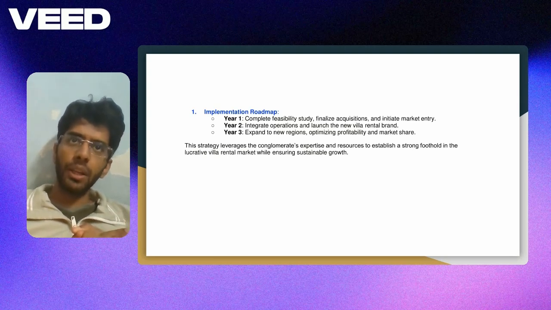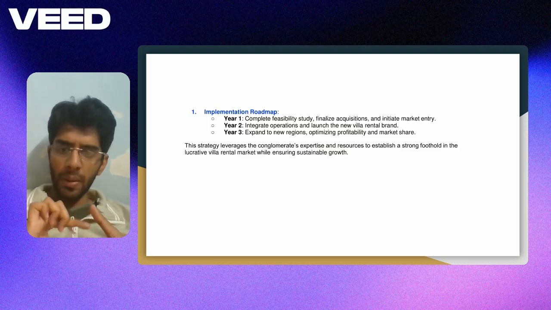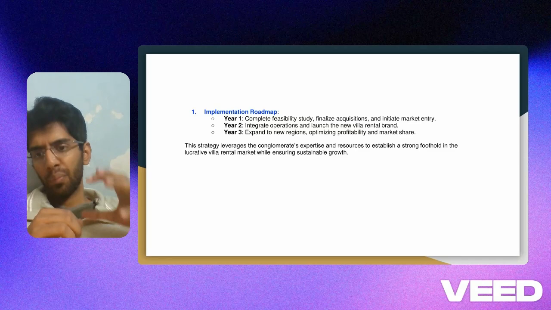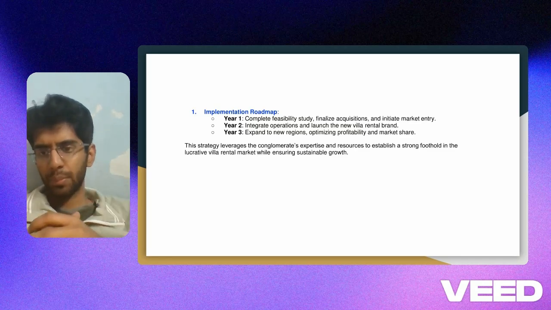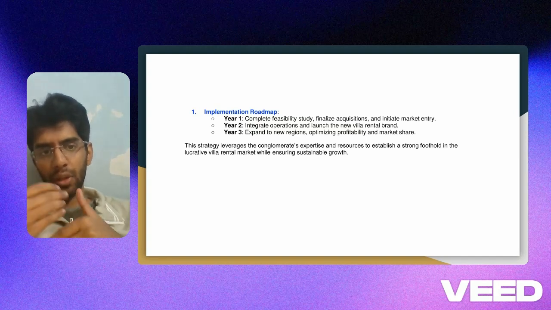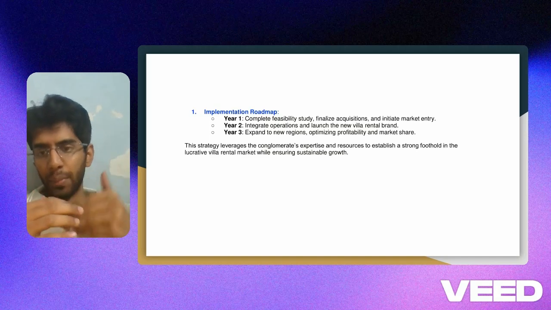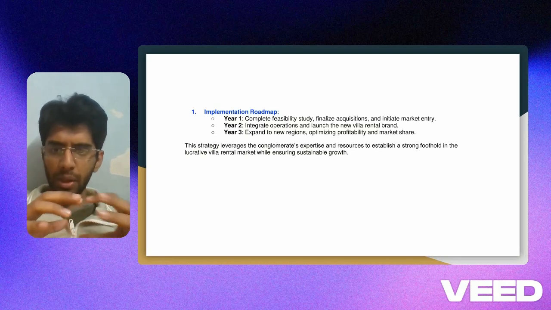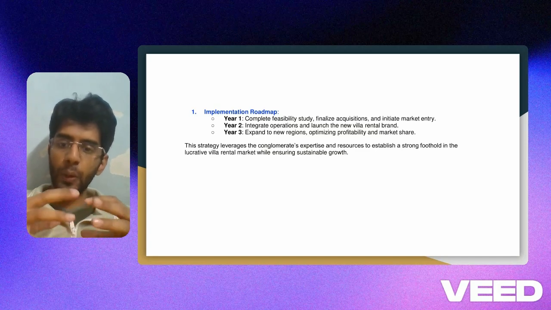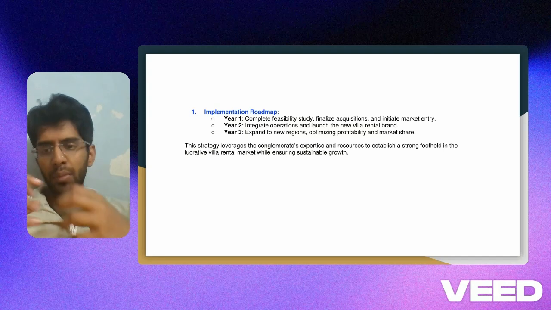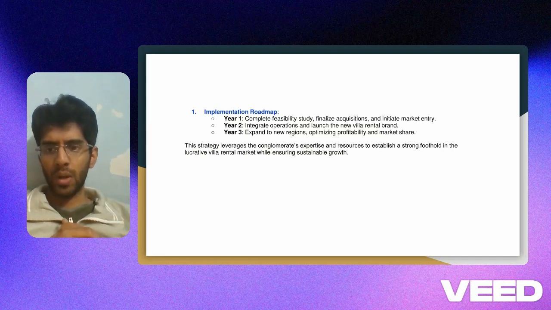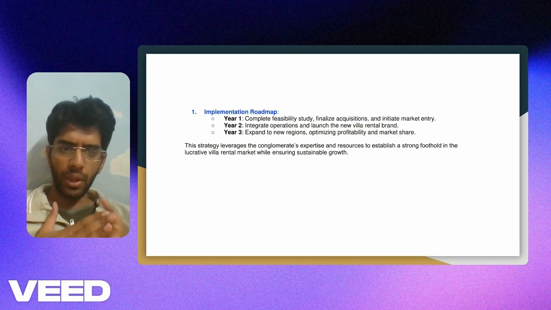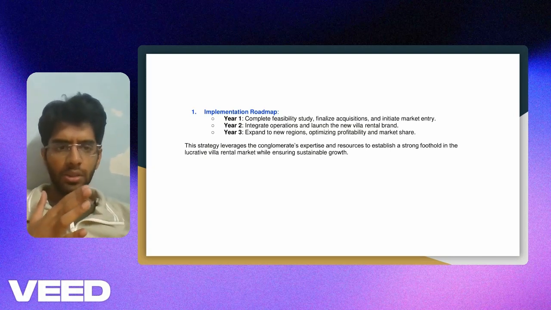Year three should be the year when, once we know how we can operate, we go and replicate the same playbook in other cities in the UAE. Maybe Abu Dhabi, or another place like Sharjah, for example, and see whether what we have learned in Dubai can be applied over there. Once we are able to target two or three major cities in the UAE, we could take the same model and do the same thing in some other part of the world. So the strategy leverages the conglomerate's expertise and resources to establish a strong foothold in the lucrative villa rental market while ensuring sustainable growth.